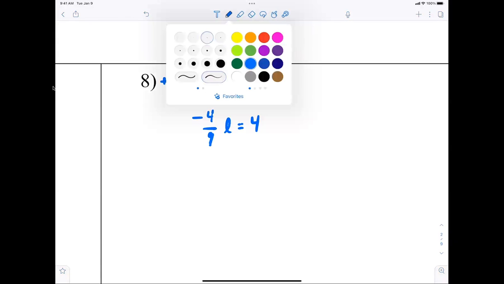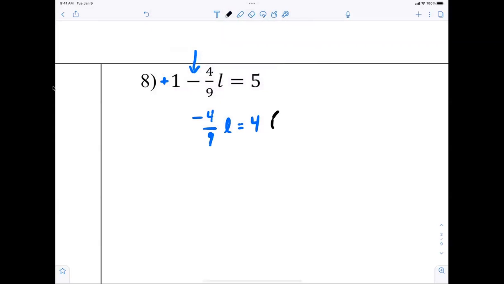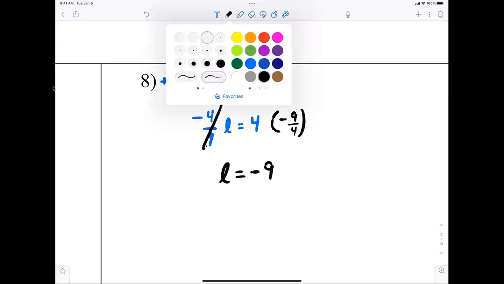And now we do what? We do the reciprocal. -9/4. Cancels. So L equals -9. Now, is anybody having trouble with the fractions? Yes. I'm okay. So here we go. Watch this.